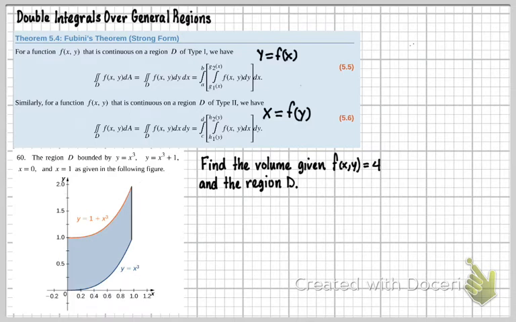Now the second part says find the volume given f(x,y) equals 4. So all I did was create a horizontal plane. That's all that is, and it's at z equals 4. And the region D. So I want to use this region here to the left. So what we're going to do is we're going to set up this integral. So right away we can say this, and this is at no cost.